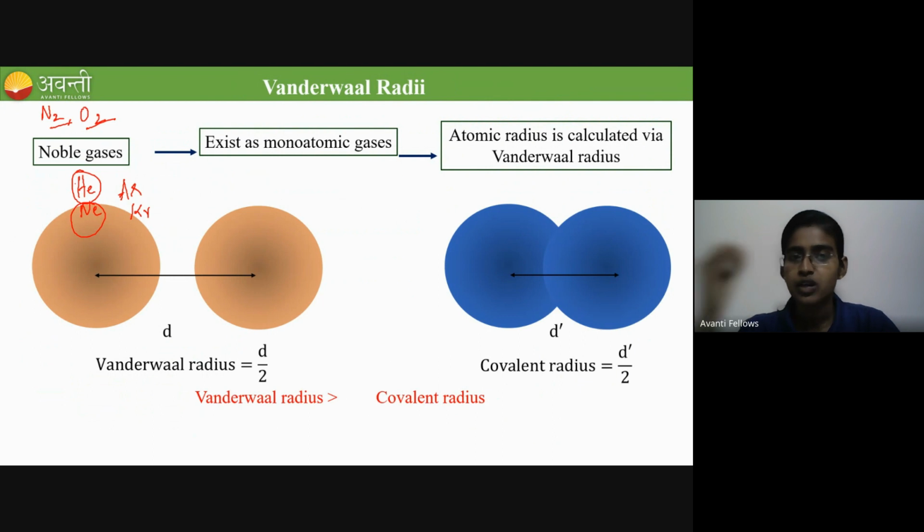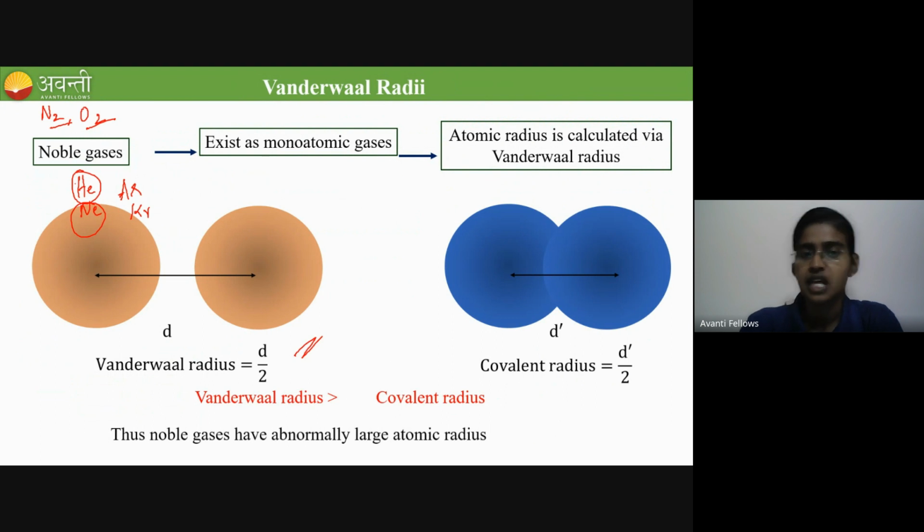Because of this higher radius value, noble gases have an abnormally large atomic radius compared to their period members. I'll tell you while discussing the trend of atomic radius in the next slide. So mostly noble gases will have a large atomic radius. Just keep this point in mind now, and while discussing the trend, I will explain it in detail. Got it? Shall we move on to the trend of atomic radii across the period and on moving down the group?